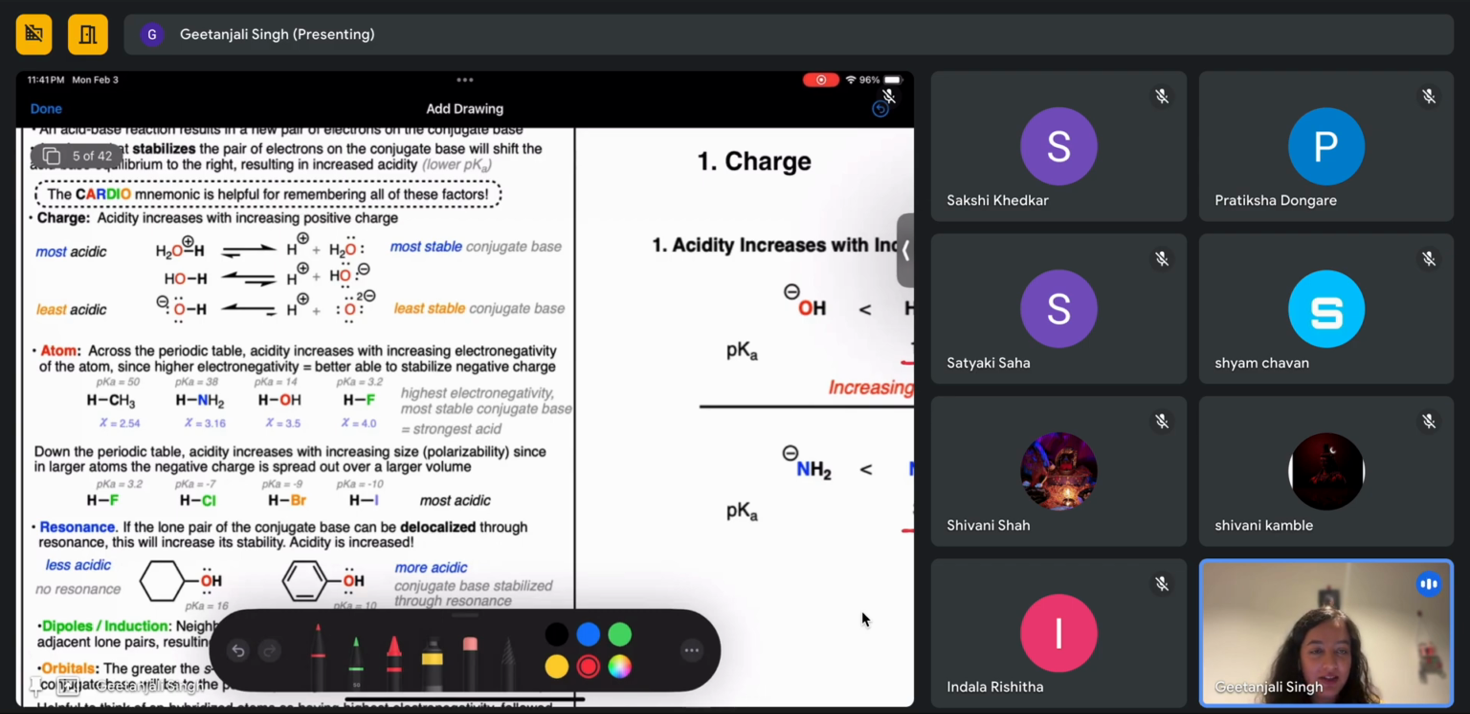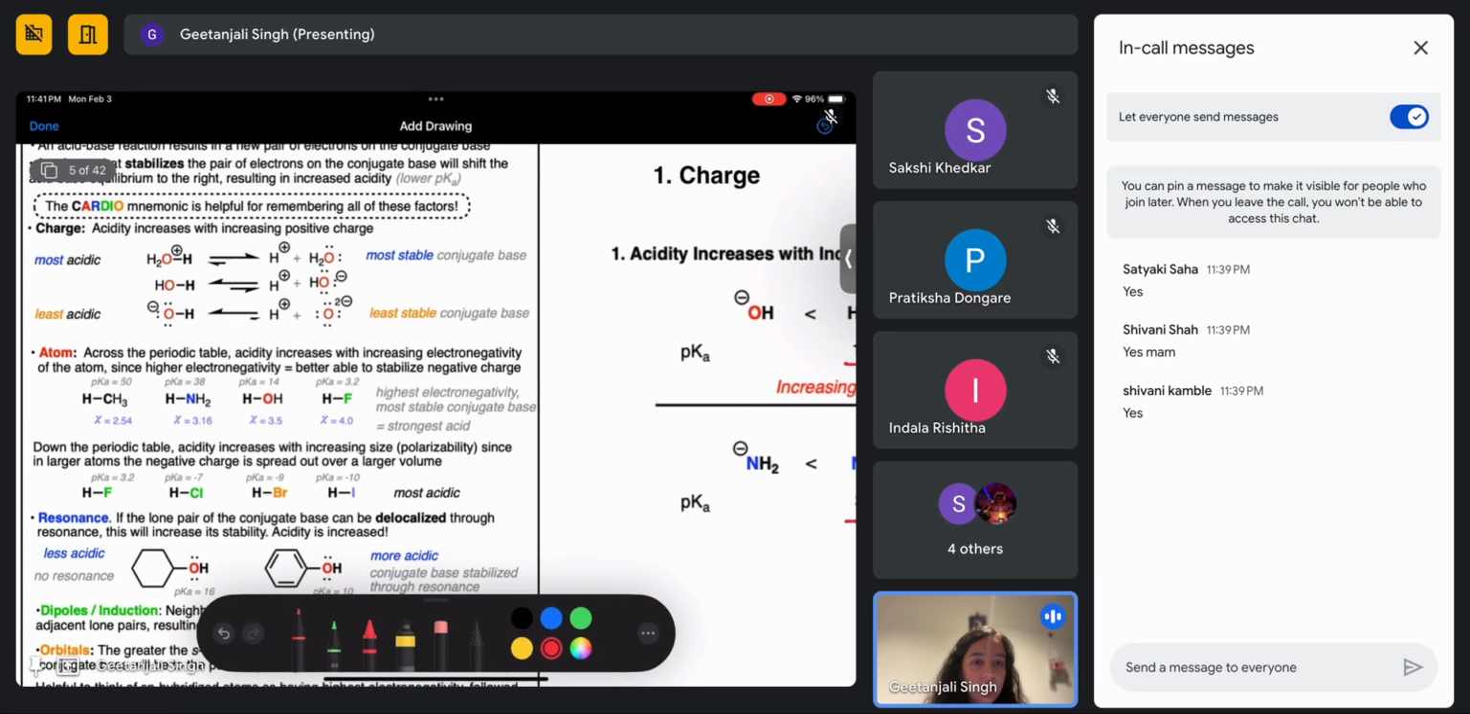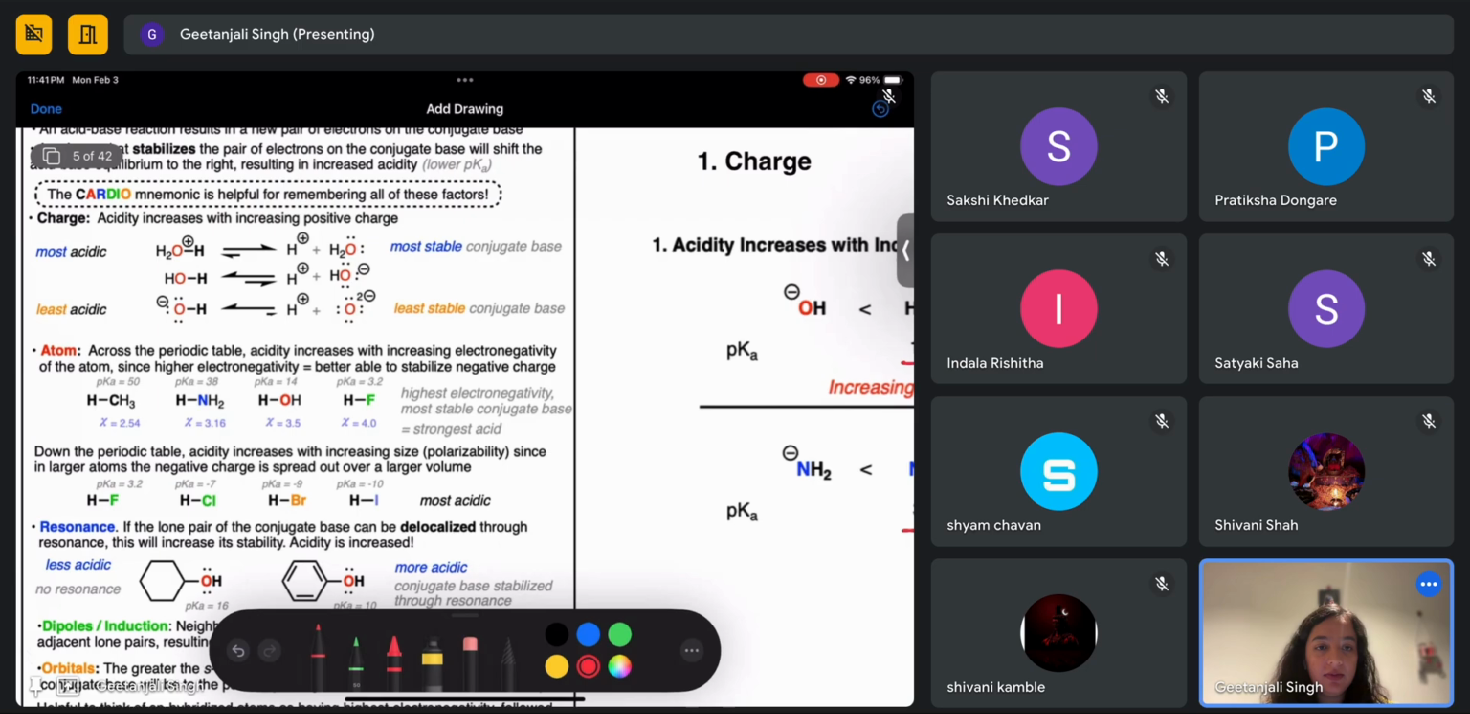Please, if you have any confusion regarding the terminologies that I'm using or anything like that, please ask me at that point so that there is no confusion or miscommunication between us. With increase in electronegativity, you can see the pKa decreases from CH3.